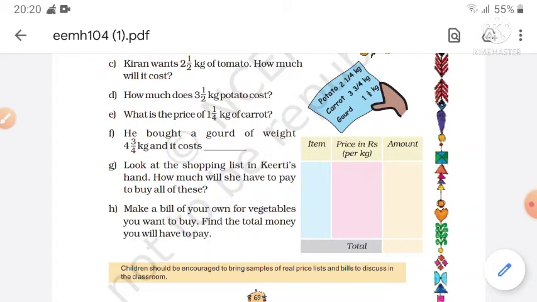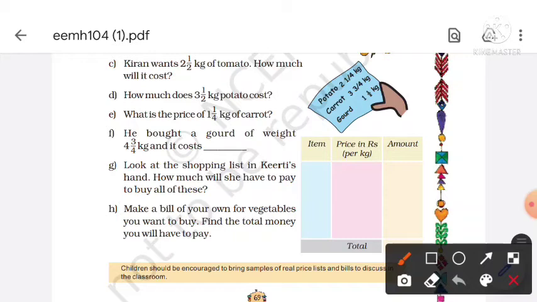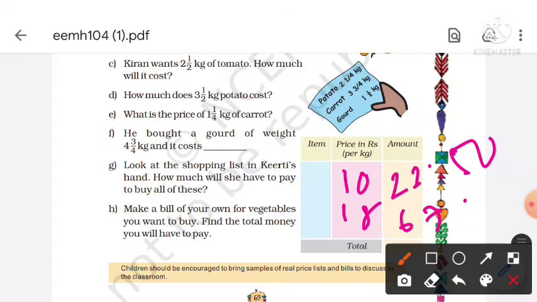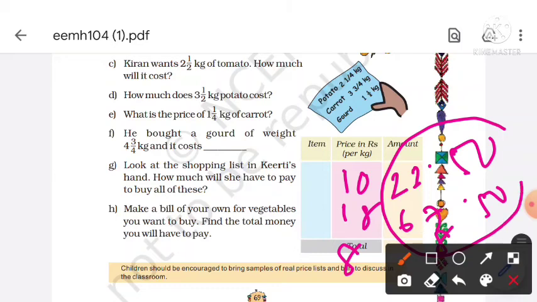So already we have got this potato. For potato, 2 into 1 by 4 kg, per kg rupees 10, total cost will be 22.50. Carrot, 3 into 1 by 4 kg, per kg 18 rupees, so it will be 67.50. And gourd is 1 into 1 by 2 kg, per kg is rupees 8, so total price is 8. So if you add all this total, you will get 102 rupees.